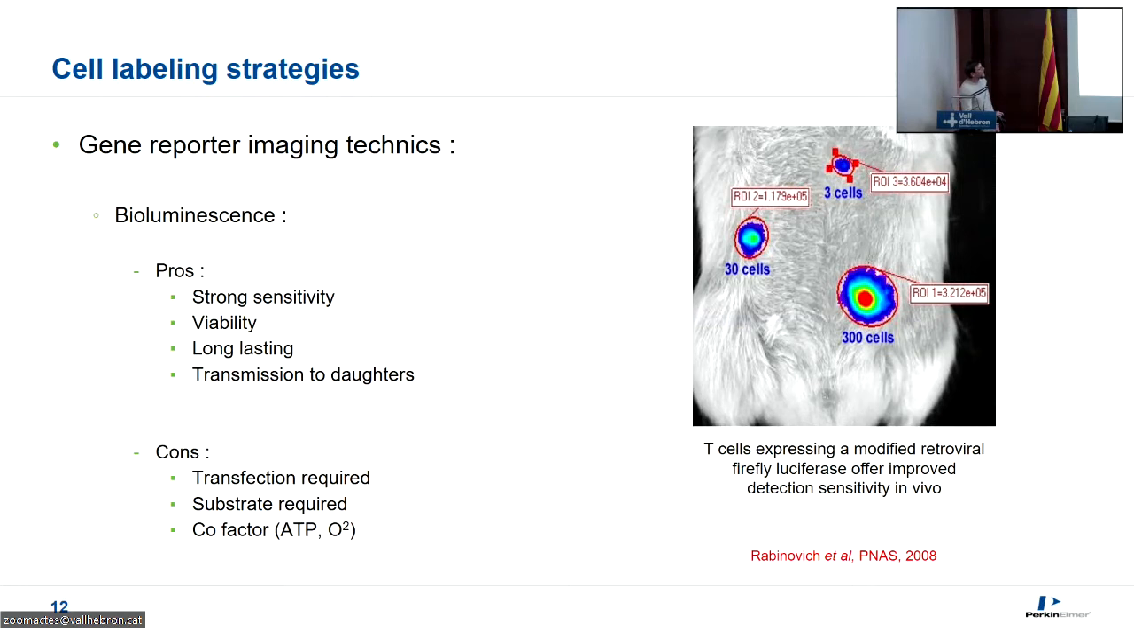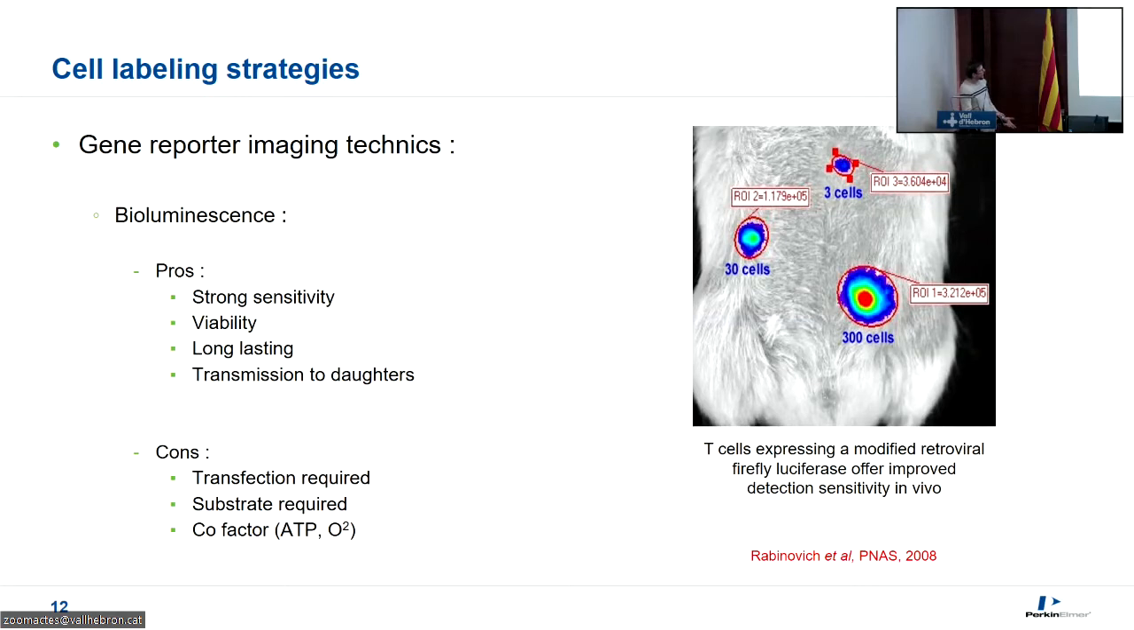It's also a viability marker. So all viable cells are emitting light. If they are dead, they are not emitting light anymore. It's long-lasting, so you can study the cells until they are dying. So you can follow them for months, for years. And you can see that also the piece of DNA will be transferred from the mother to the daughters.